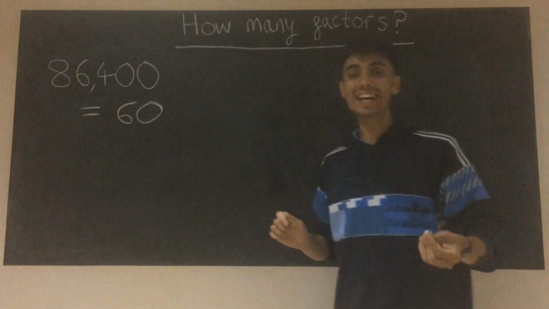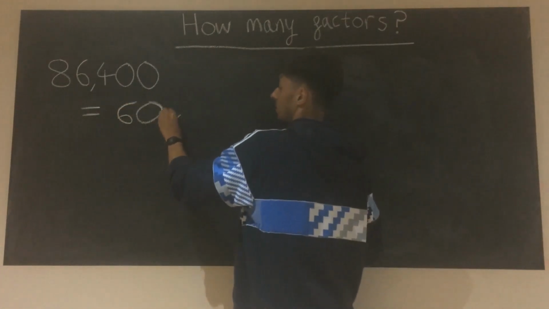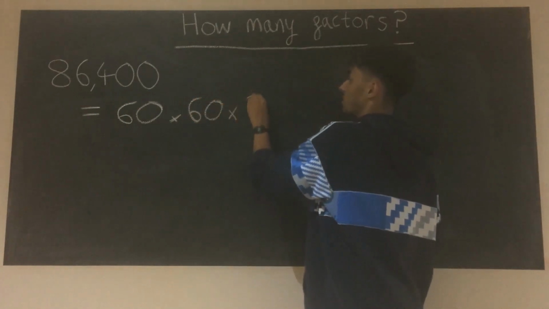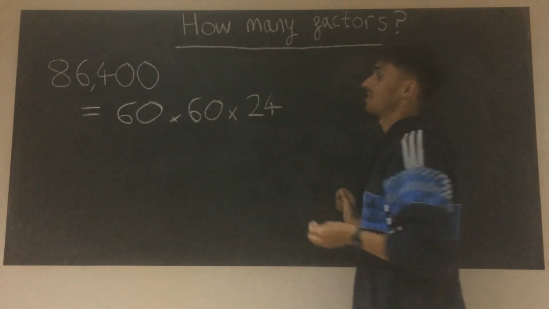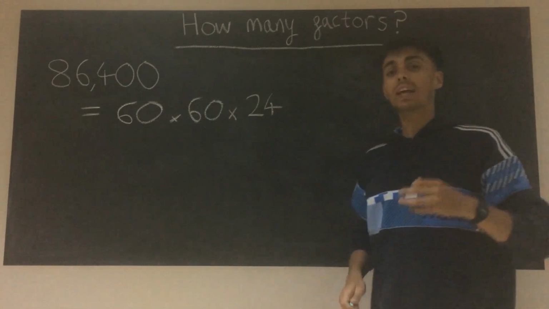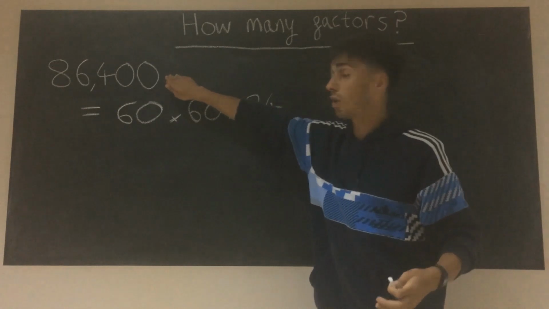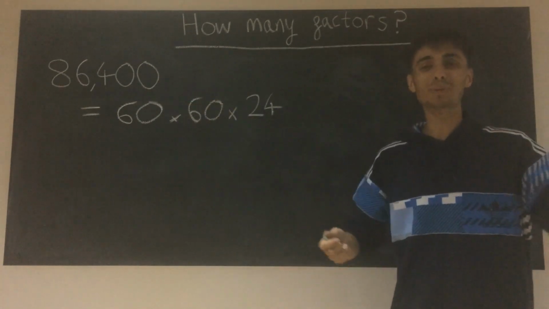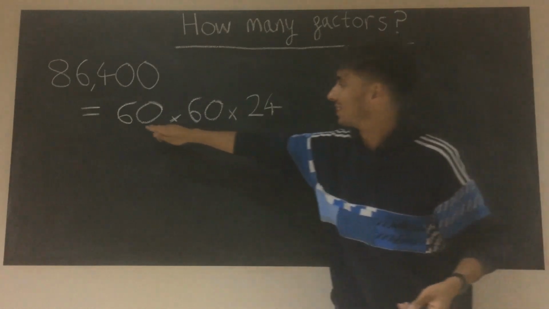well, there's 60 seconds in 1 minute, there's 60 minutes in an hour, and there's 24 hours in a day. So we can straight away write our number as that. The reason for doing this is because a prime factor tree for a number that large is just annoying, but you could do it if you want to.